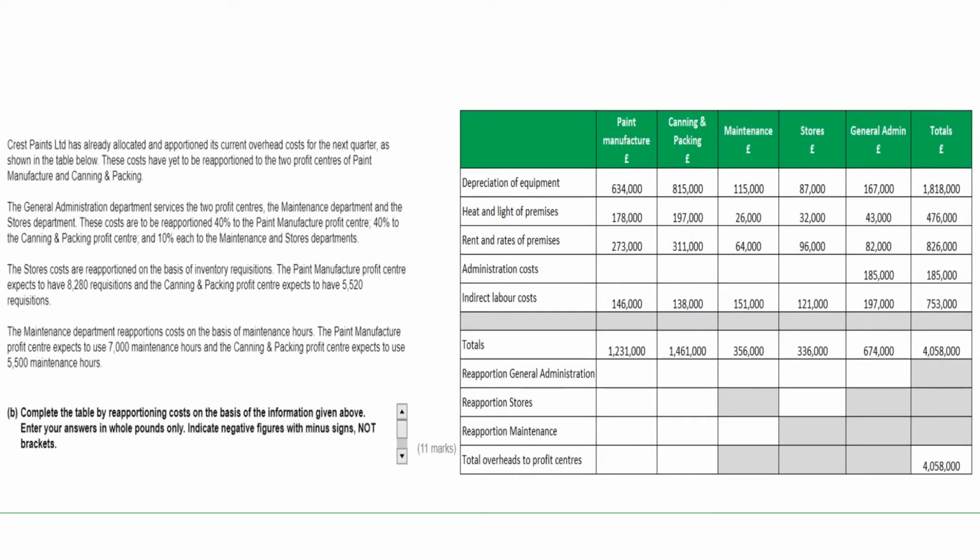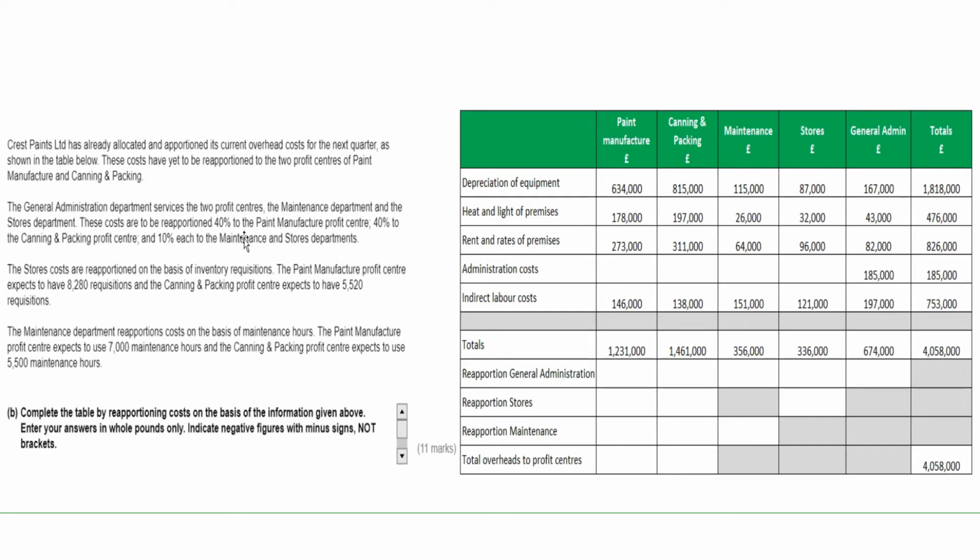Right, so let's have a look at part B, which is about reapportioning. Okay, so it starts off by saying Crest Paints Limited has already allocated and apportioned its current overhead costs for the next quarter, as shown in the table below. These costs have yet to be reapportioned to the two profit centres of paint manufacture and canning and packing. The General Administration Department services the two profit centres, the maintenance department and the stores department. So they're straight away saying that general admin doesn't just go directly to the paint manufacturer and canning and packing, it also gets a portion between stores and maintenance. So let's find out by how much.